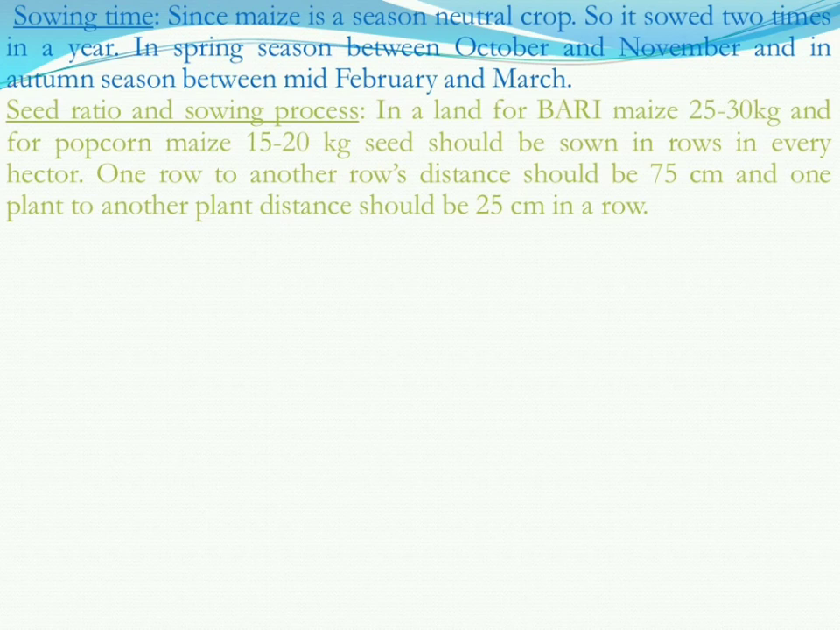And we should look after that one row should be 75 centimeters apart from another row, and in a row one seed, or one plant, should be 25 centimeters distant from another plant. This is the sowing process of maize.